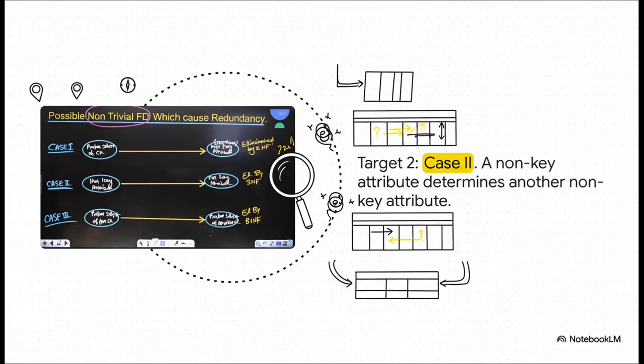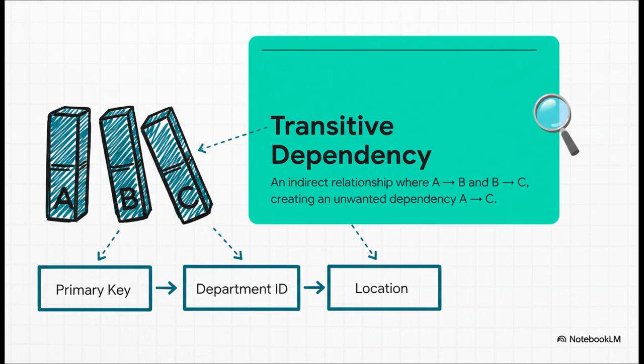Okay, back to our map. Our next target is case 2. Now this one is a bit different because the dependency doesn't even involve the main key. Instead, it's when one regular non-key column determines another non-key column. It's this indirect chain reaction that causes all kinds of headaches. This is called a transitive dependency.